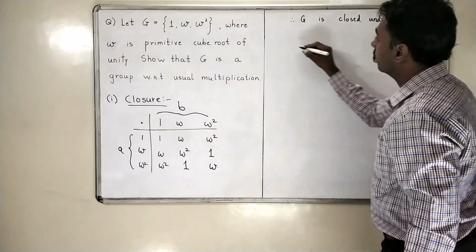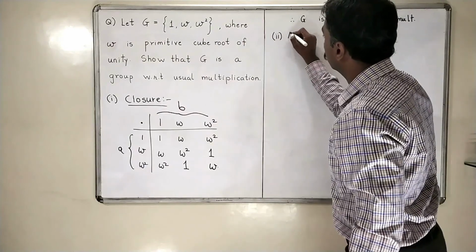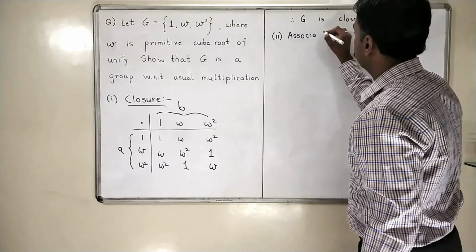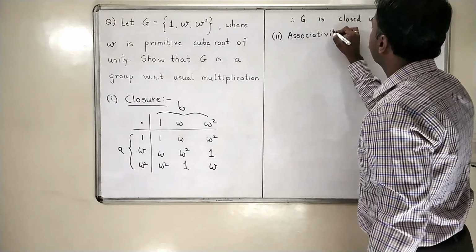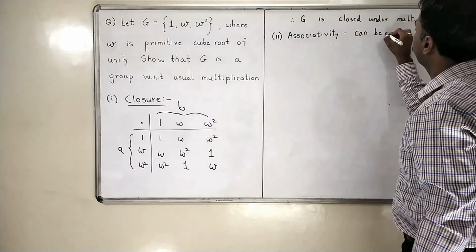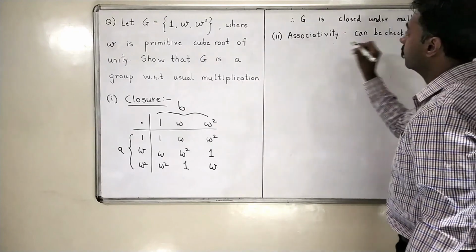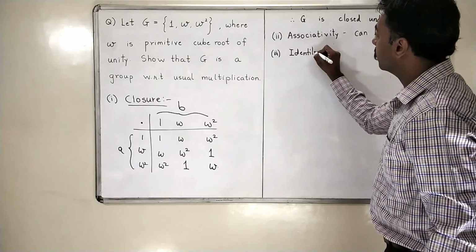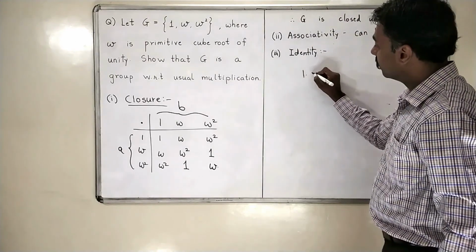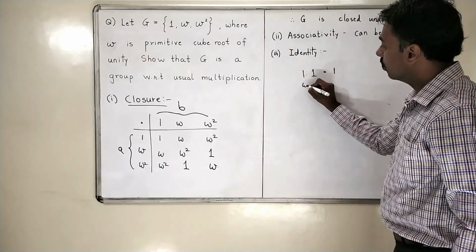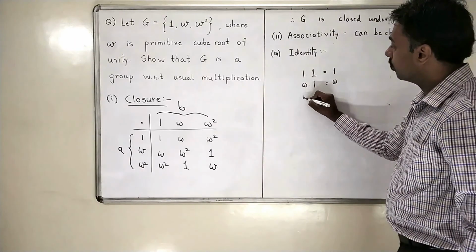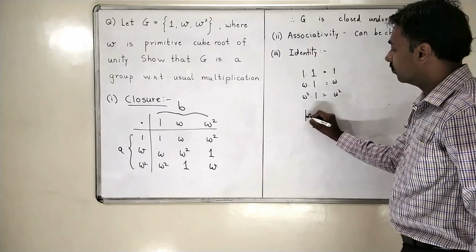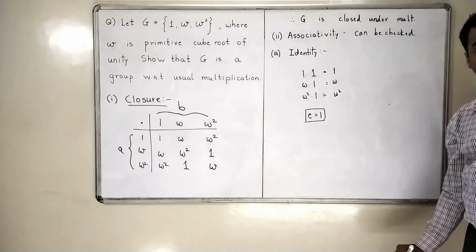Now the second thing is associativity, which I will again leave as an exercise for you to check, that (A star B) star C is equal to A star (B star C). Associativity can be checked. Third thing is identity. So here I clearly see that any element multiplied by 1 is giving me the same element. Omega into 1 is again omega, and omega square into 1 is also equal to omega square. So obviously the identity of this set is 1, because I multiply 1 with anybody, I will get the same thing back.